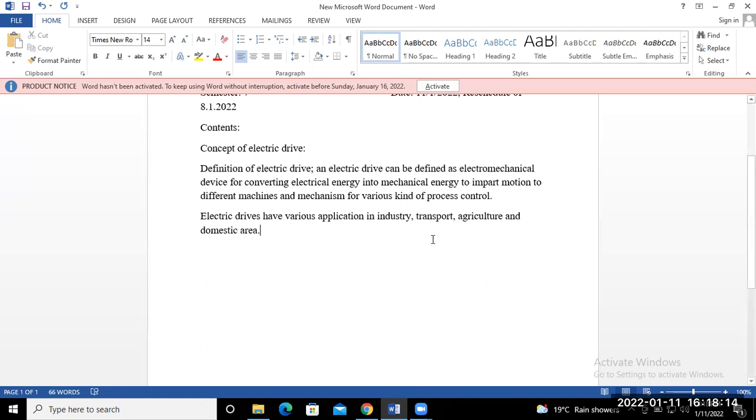In industry, you may find large heavy load drives run with the help of electrical motors. You may find some applications in agriculture, where a three-phase motor is used for irrigation. And in the domestic area, you will find them in your personal home, such as an electric fan. So various functions performed by electric drives include the following.